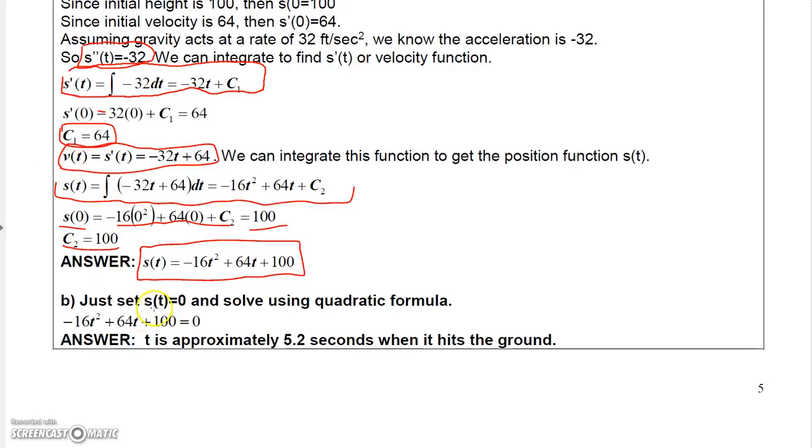The final question says, when does it hit the ground? So just set the position function equal to 0 and solve it using the quadratic formula. And that's the end of this section.